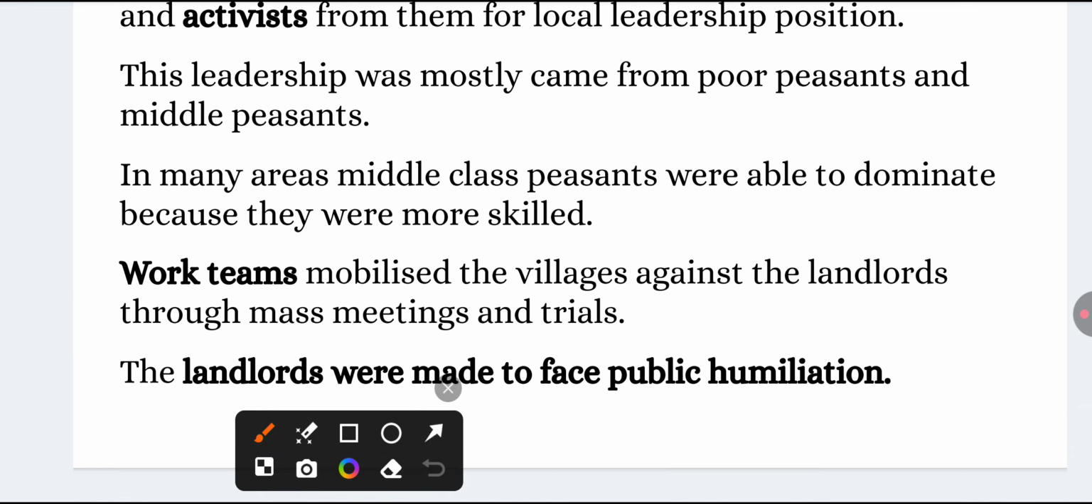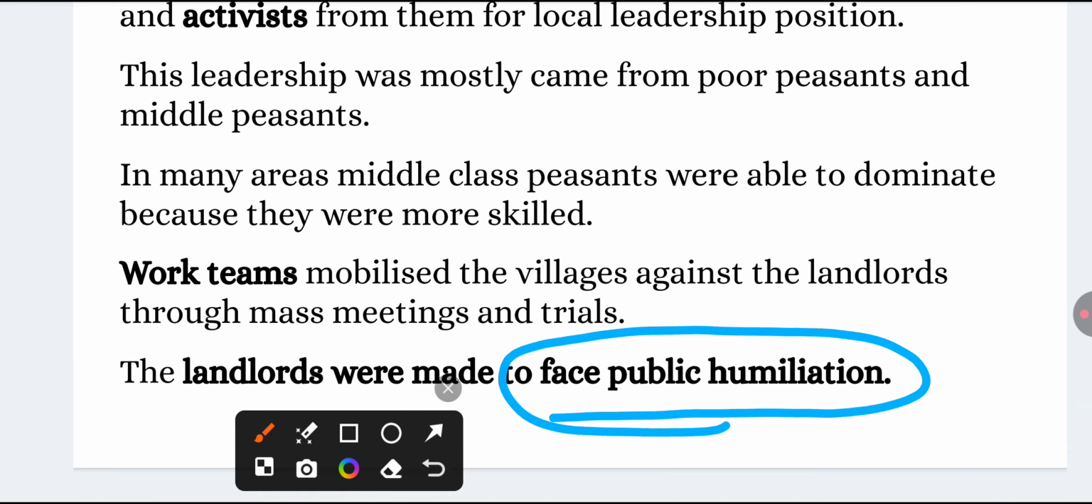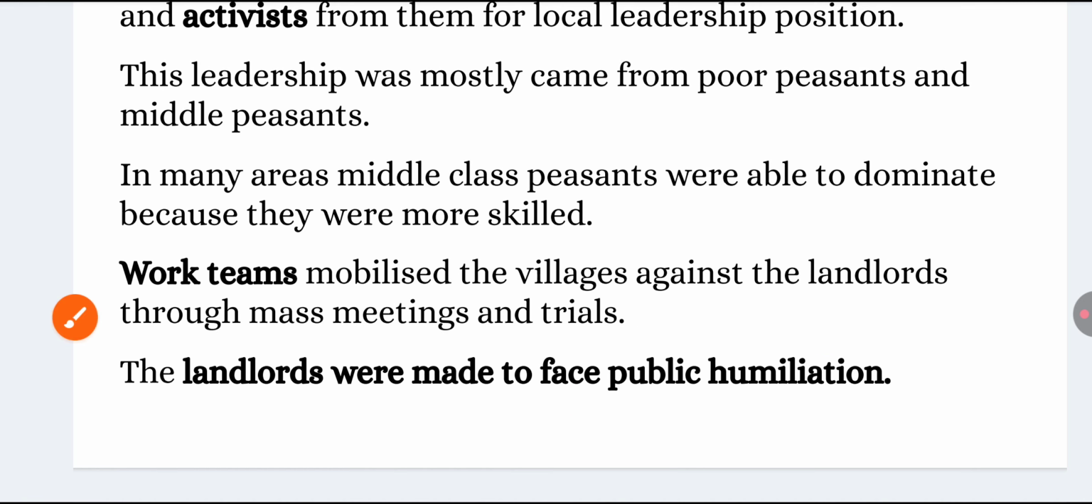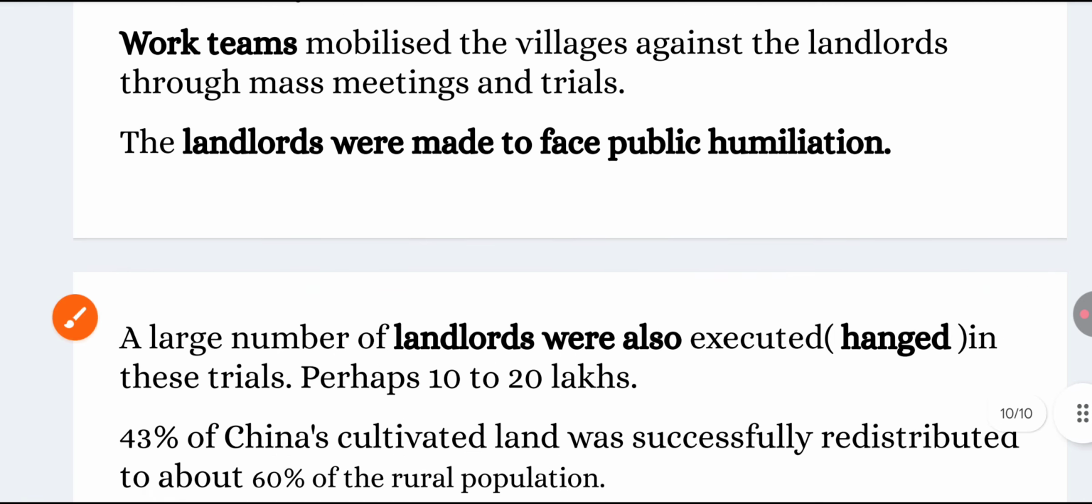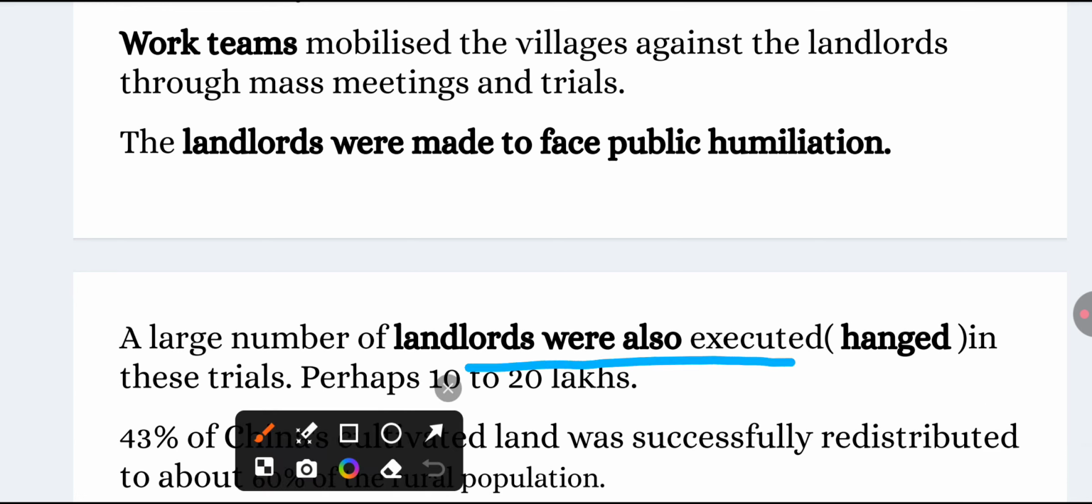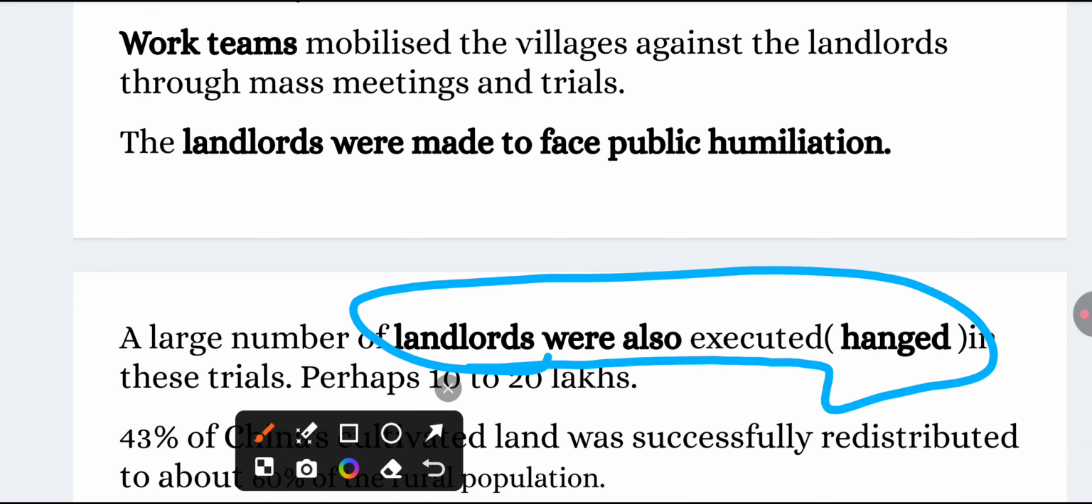Landlords were insulted by the public in public meetings. A large number of landlords were executed or hanged in these trials. Perhaps 1 to 2 million landlords died.